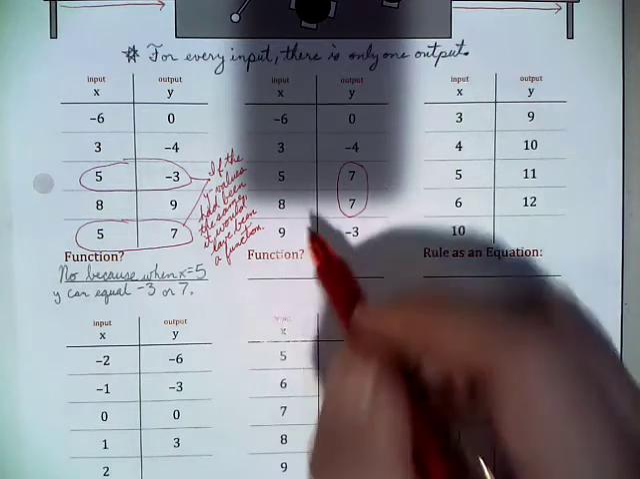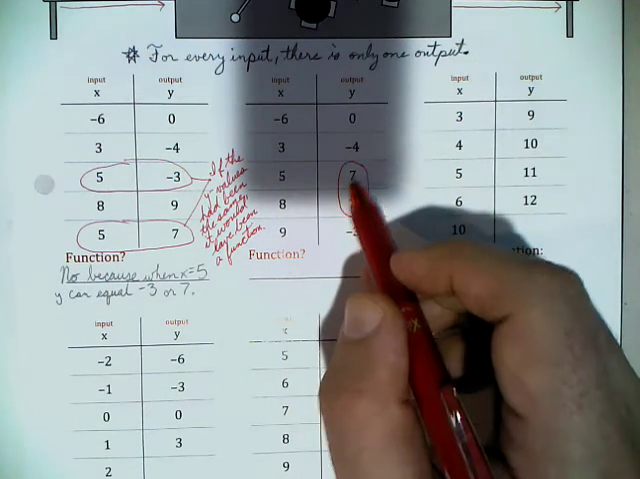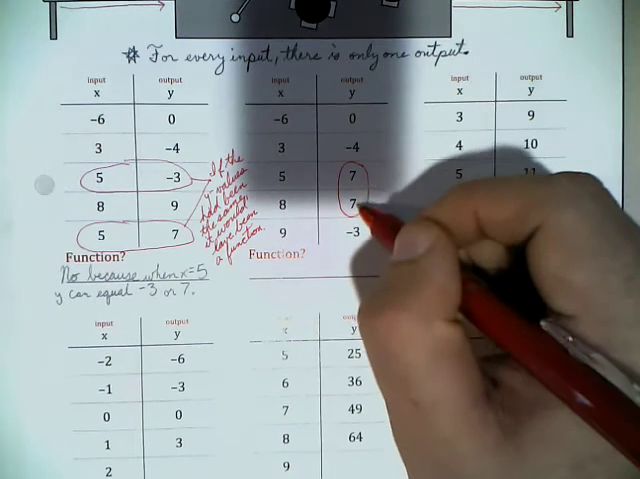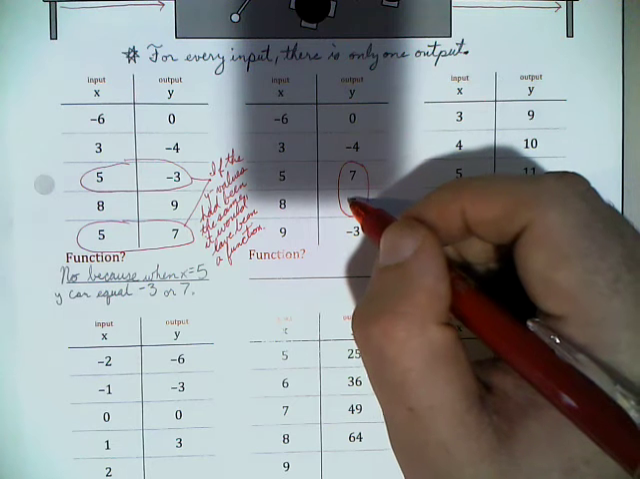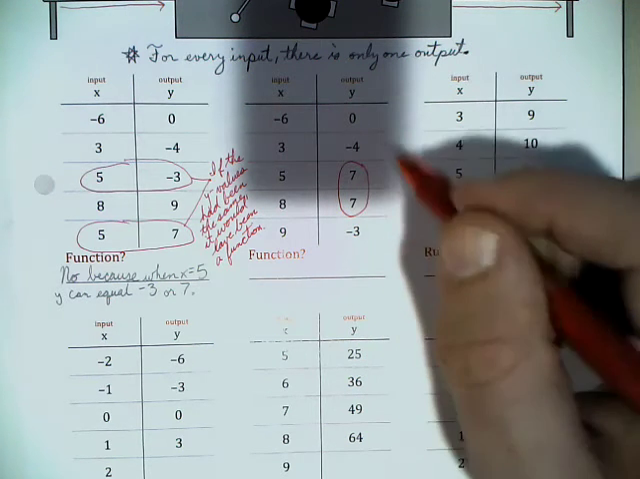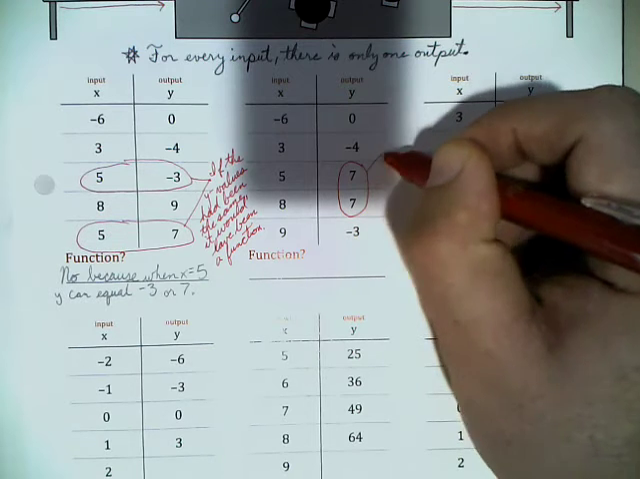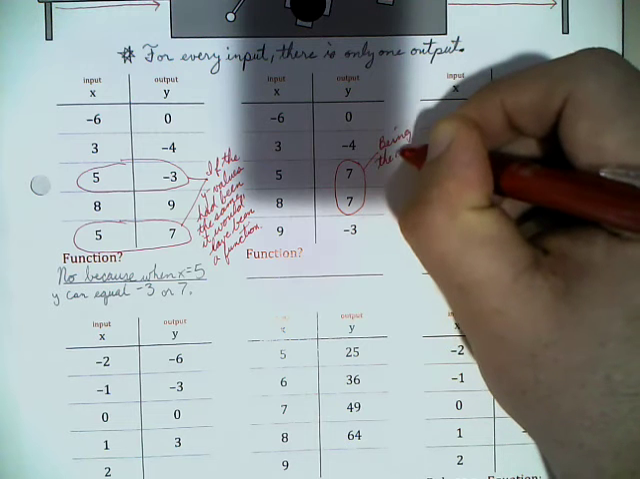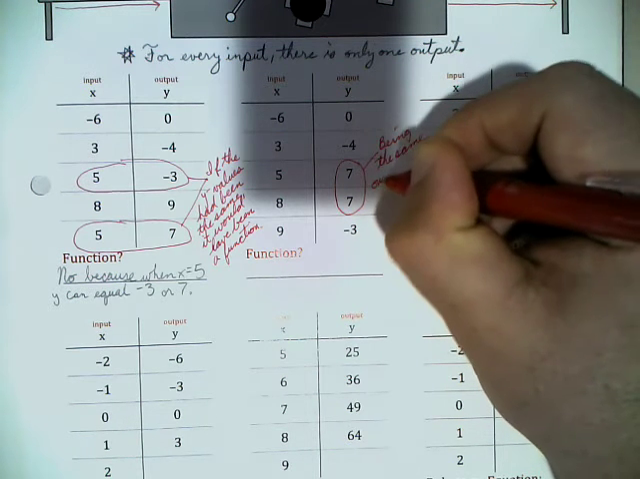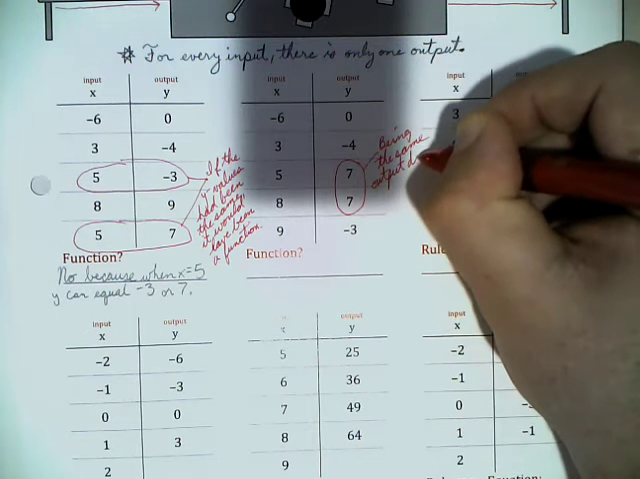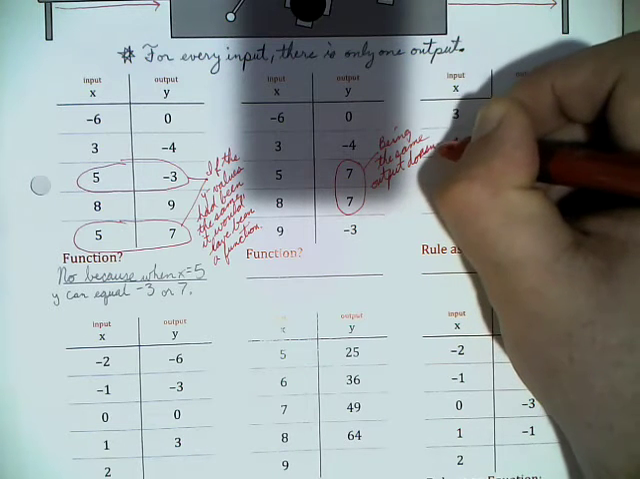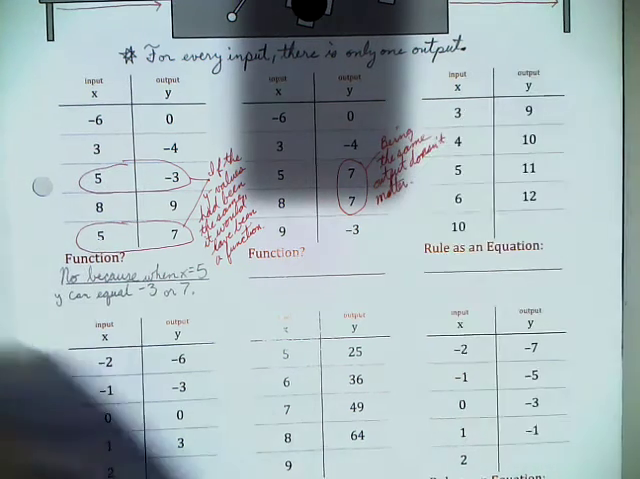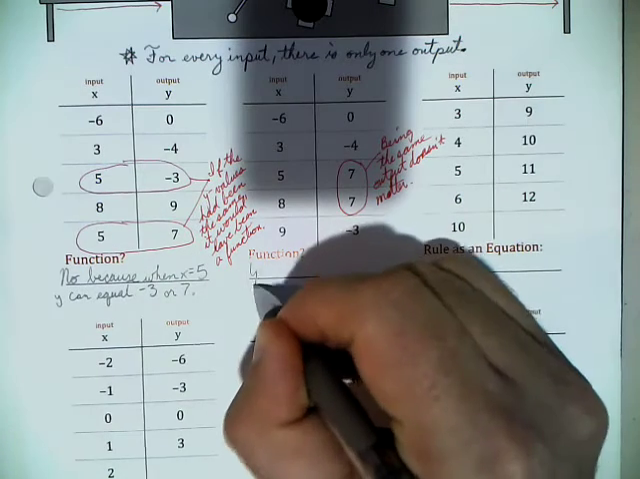Now, this isn't a problem because every time I see a 5, I get a 7. Every time I see an 8, I get a 7. That's fine. It just so happens that two things lead to the same output. That's no big deal, though. Okay. So, being the same output doesn't matter. So is this a function here? Yes.